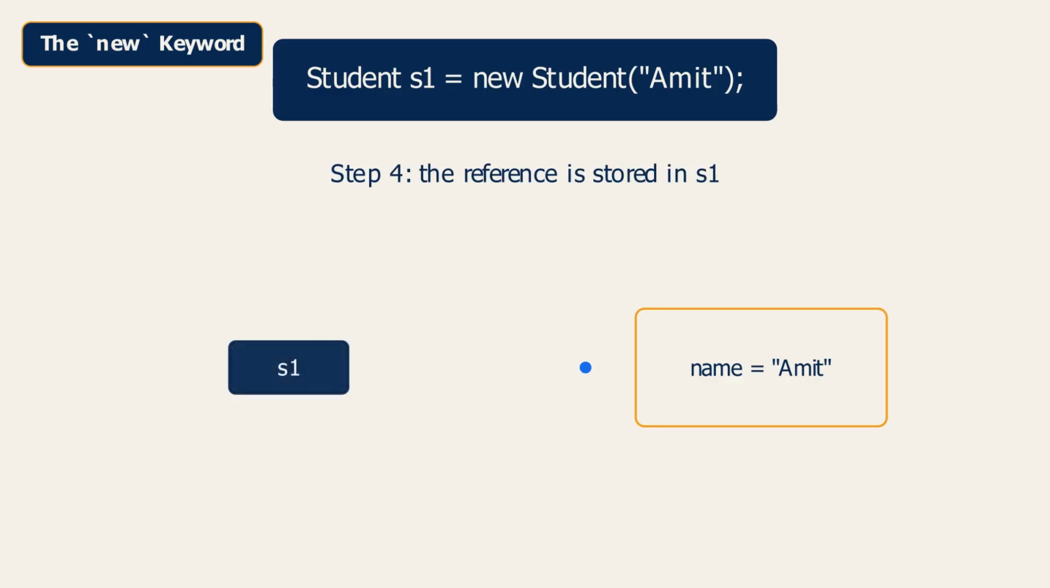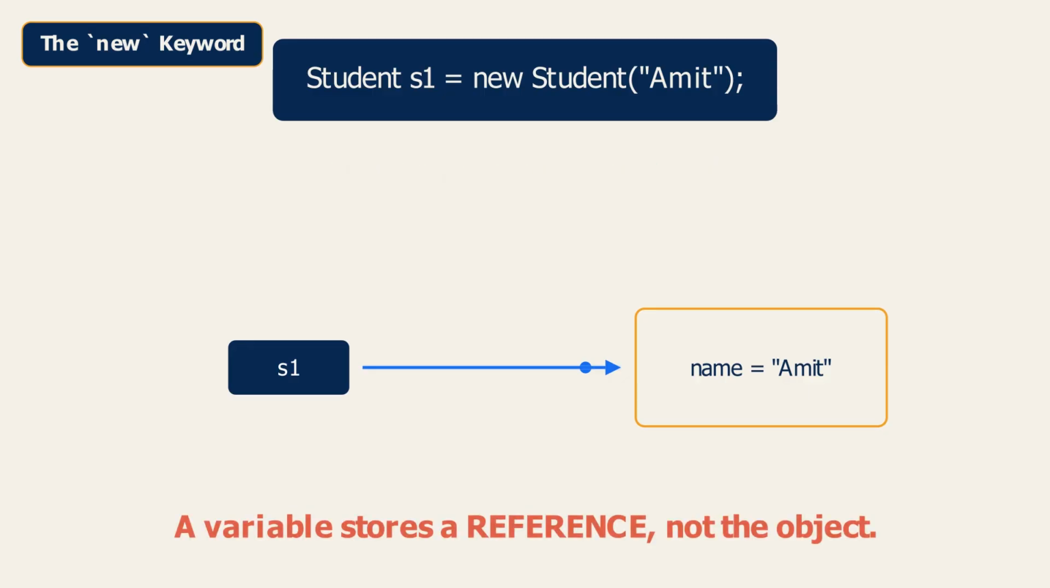This is the single most important idea in this video. S1 does not contain the object itself. It contains a reference that lets Java find the object in heap memory. The object lives in the heap. The reference variable lives inside the current stack frame.